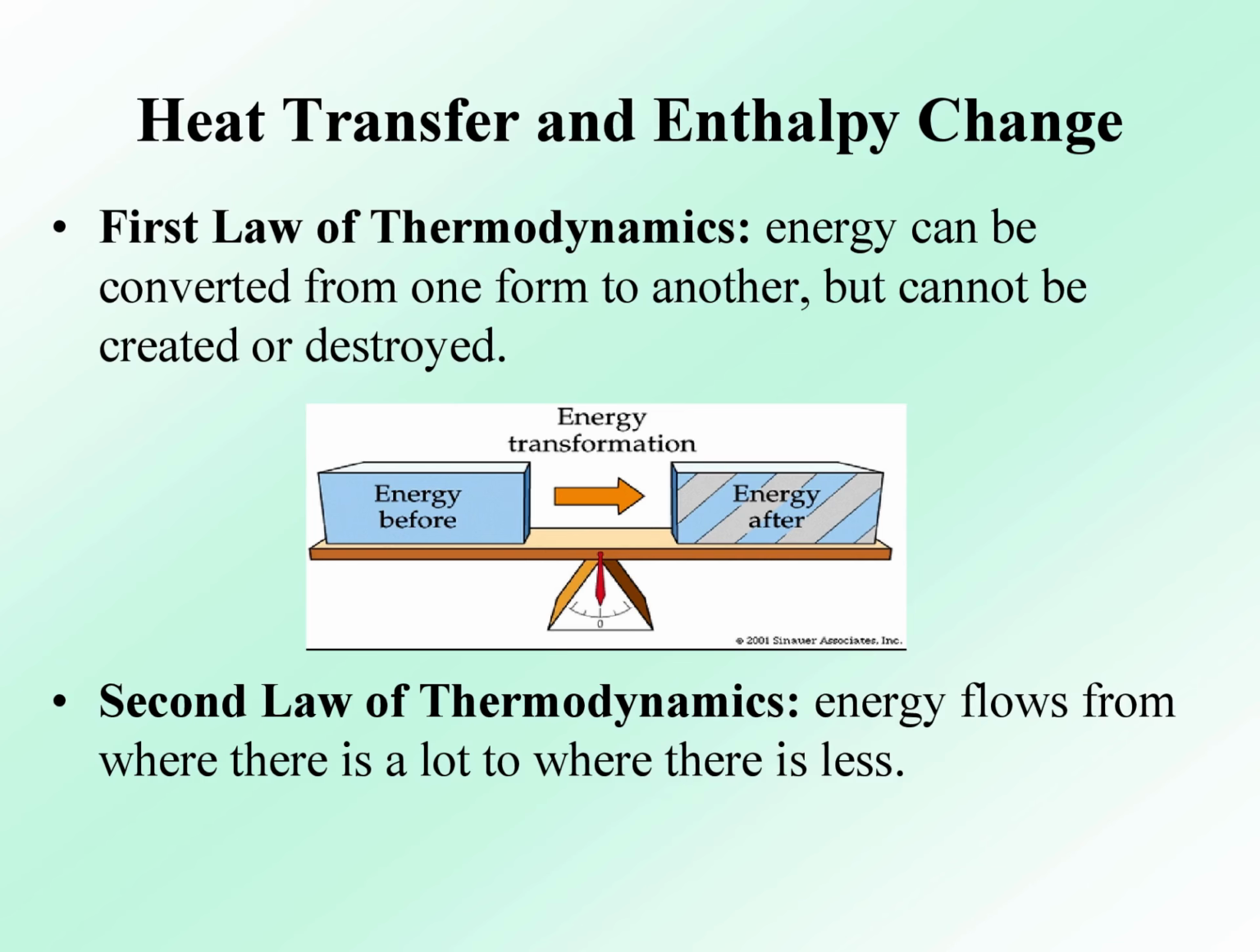The first law of thermodynamics states energy can transform but can't be created or destroyed. The second law indicates energy moves from high to low energy areas. These laws clarify heat transfer in chemical reactions.